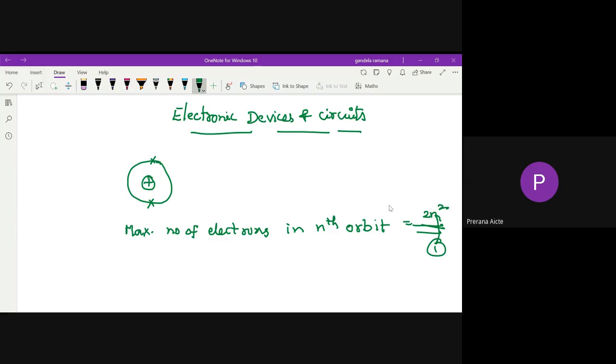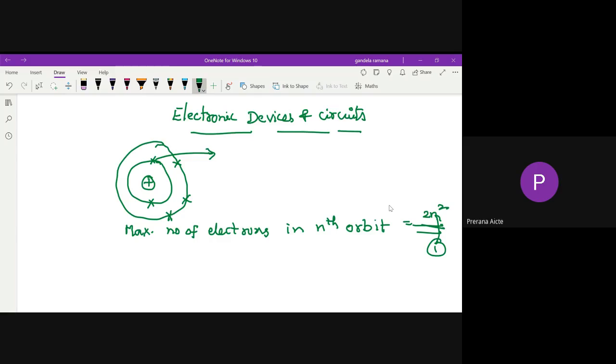So electrons revolve around the nucleus; these are bounded electrons. If we want the electron to become a free electron, some energy is required. That energy is called ionization potential.